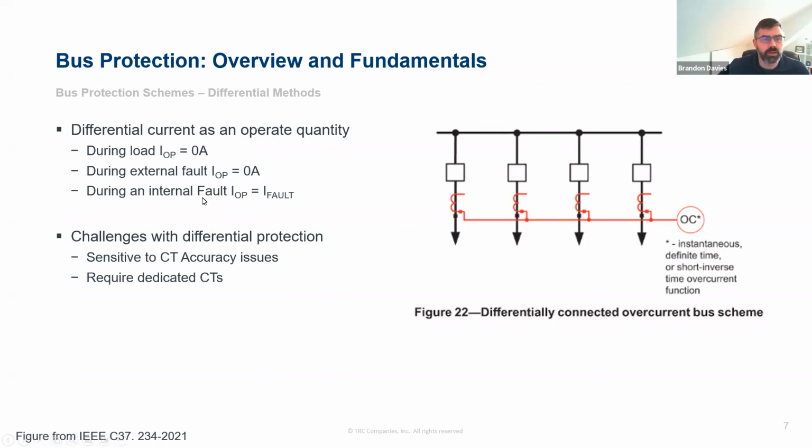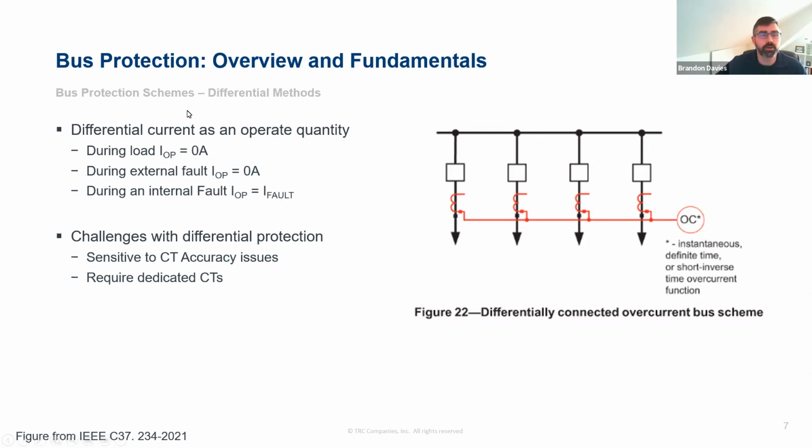During an internal fault, you're basically summing up the fault current. You now get a current path that's not accounted for with your CT connections, and they'll sum up to the magnitude and angle of the fault current at that bus.